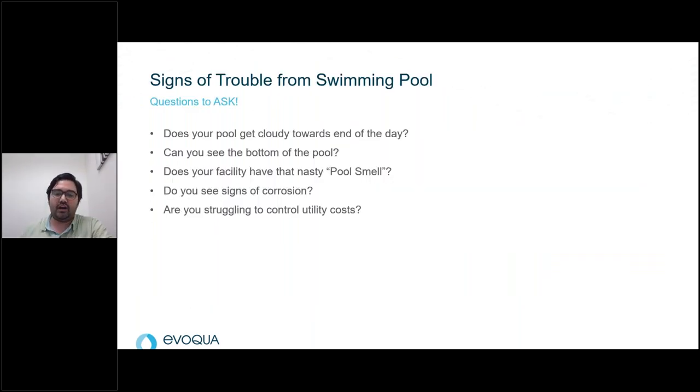Before we go into our product technology, I would like to touch a bit on the signs of trouble that a swimming pool typically has. It's important to notice problems that a swimming pool has. These are five points. Does your pool get cloudy towards the end of the day? Can you see the bottom of your pool, meaning is your pool clear enough to see? Do you notice any nasty pool smell? Some swimmers or pool guests would comment that there is too much chlorine in the pool, which is basically not free chlorine. Do you see any sign of corrosion on the stainless steel panels, such as leather or your building steel panels? And lastly, are you struggling to control your operational costs for your swimming pool?